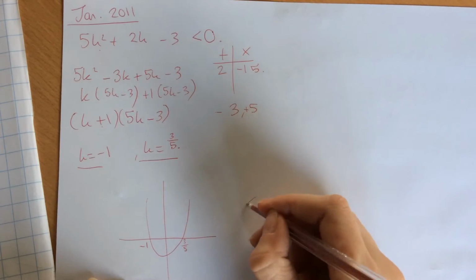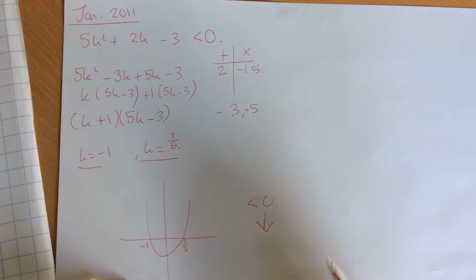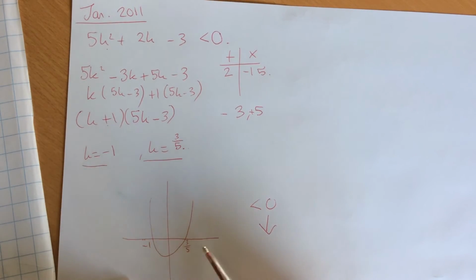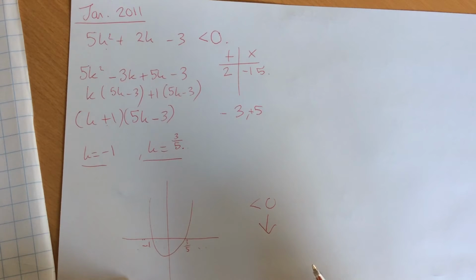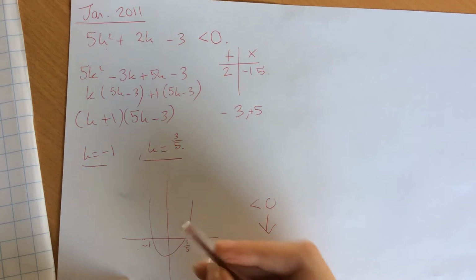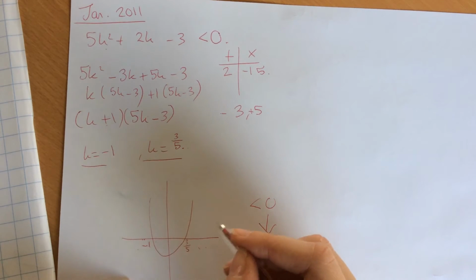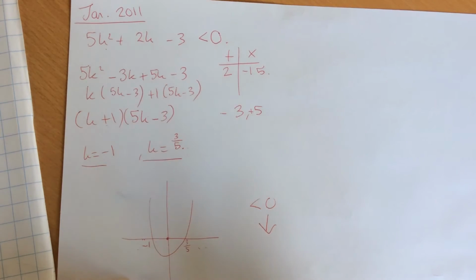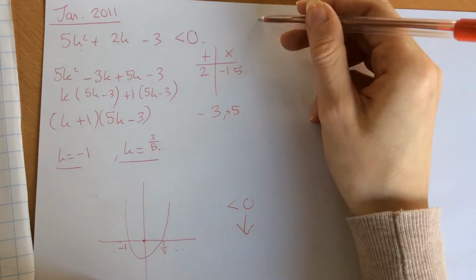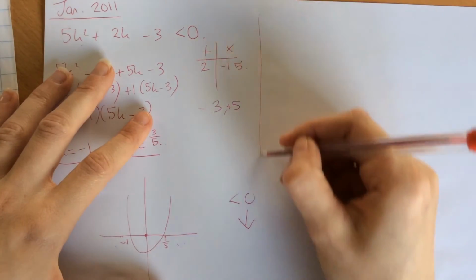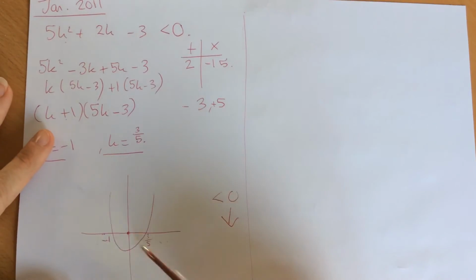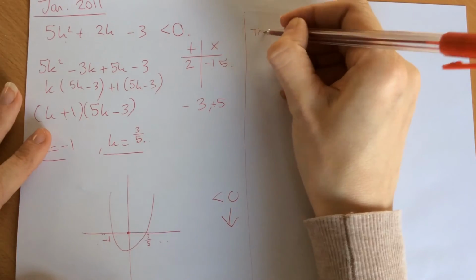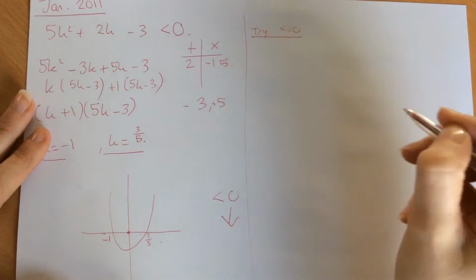Now we know that it's less than 0, so it's going to be below. So it's going to be either in here or outside these 2 parts. So I'm going to try inside again. We'll do x is 0 again. Nice easy one, like on the first question I did of these. So I'm going to try x equals 0 to see if this works.